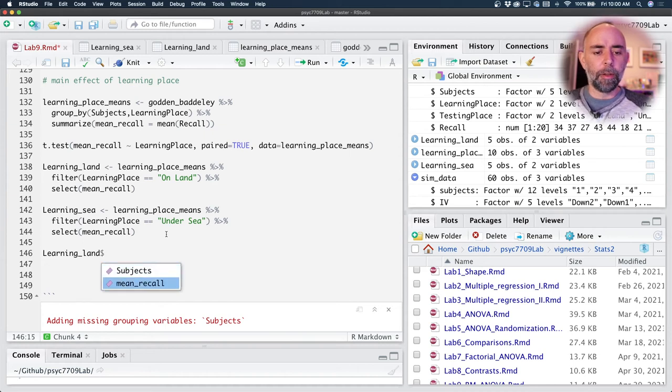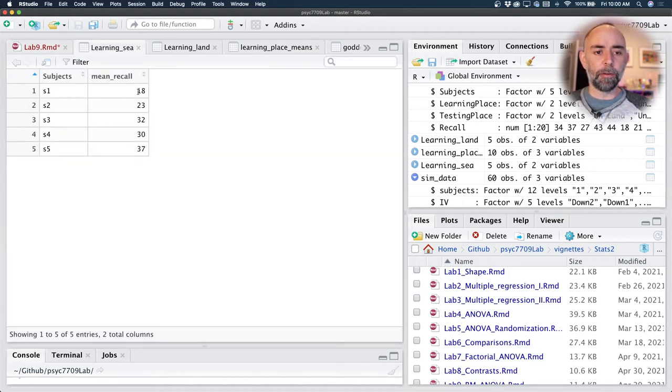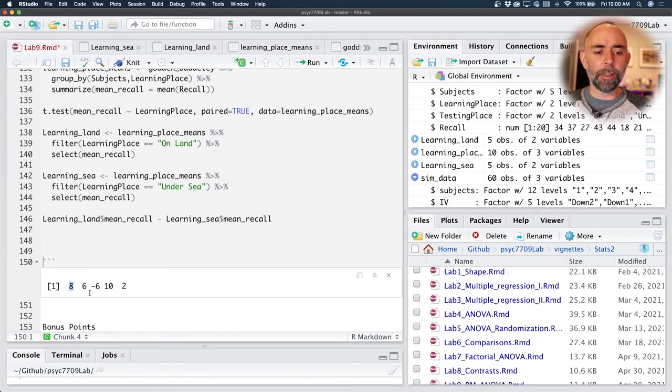So if we take the mean recall scores in the learning land condition and subtract them from the mean recall scores in the learning sea condition, we have a single vector of differences. The difference between subject 1 here in sea, 18, and subject 1 here in land, 26, is a difference of 8. So that's the difference between land and sea for subject one. This is the difference between land and sea for subject two, and so on.